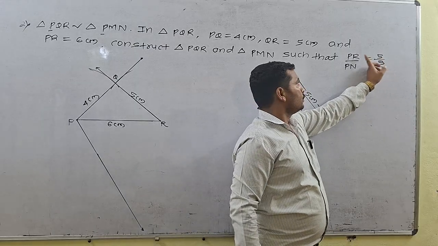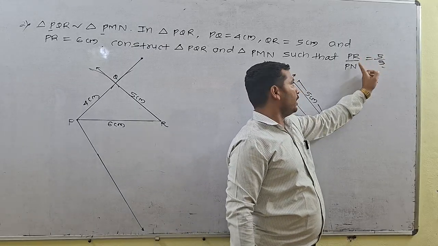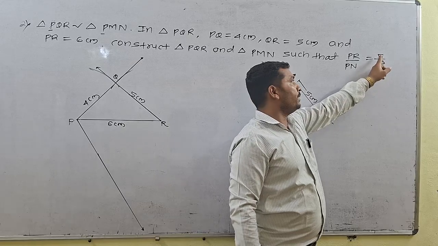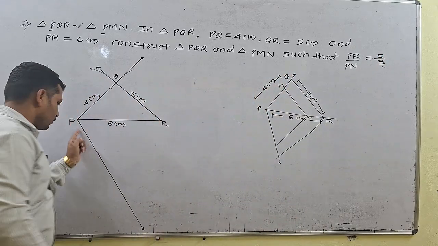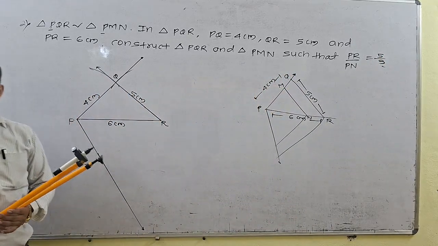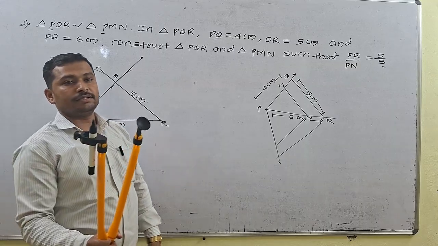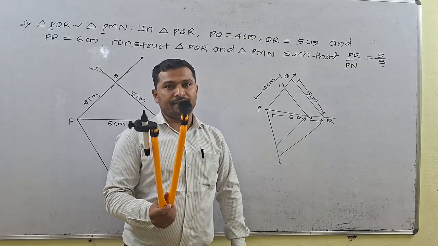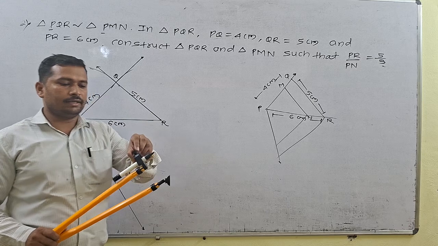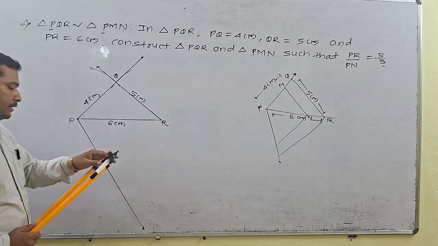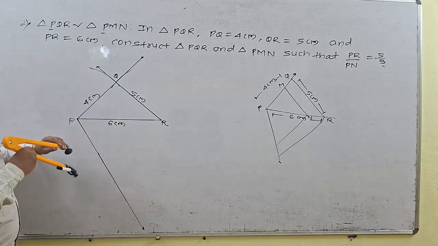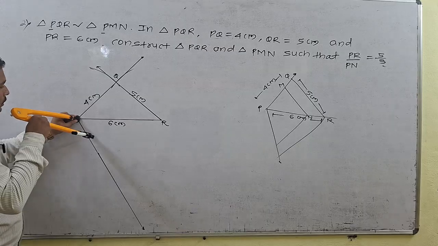Look at the boards. So PR is a 5 and PN is a 3. So we make a 5 parts of this line. How many parts? 5 parts. Take a distance in your compass 1.5 centimeter. Okay, there is approximately. So now again write down there.